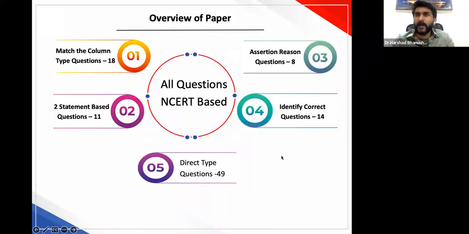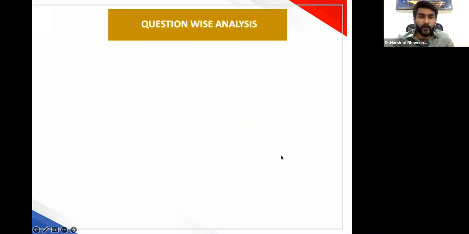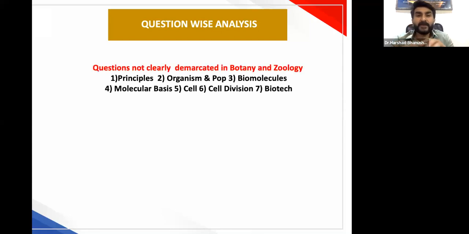Now, if I have to point out the question-wise analysis, there was a certain lack of demarcation regarding botany and zoology, which we noticed last year also and this year also.